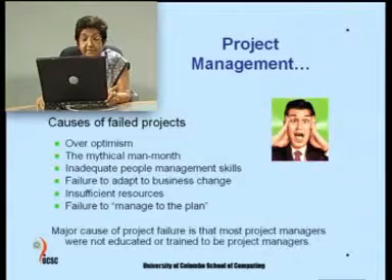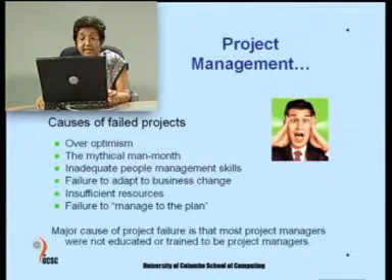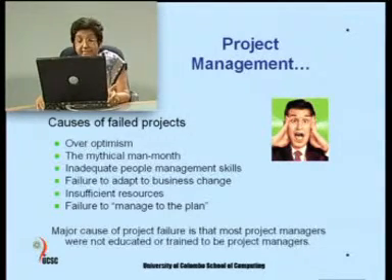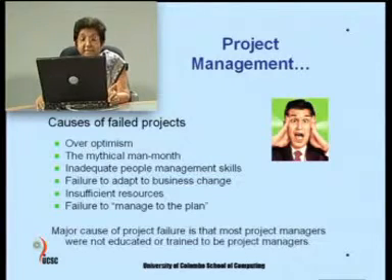The mythical man-month. Man-month means when we do calculations, we say if you require one man for a task, he will be able to accomplish it in 3 months. Then you say, okay, if you have 3 men, you may be able to reduce the time to a 2-week period or something like that.